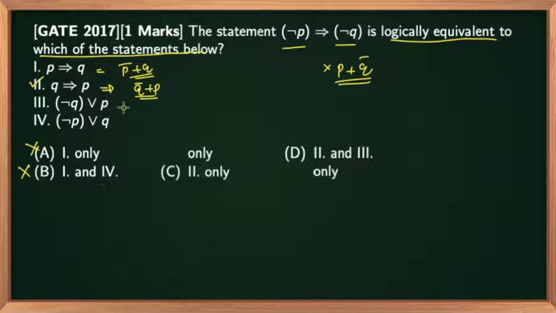Now let's see the third one, that is equal to p plus q bar, right? So I know that the second and third are true, right? So the answer should be D.